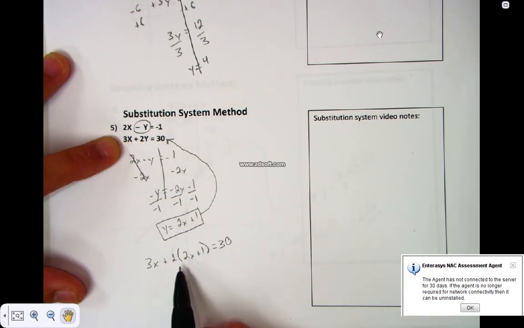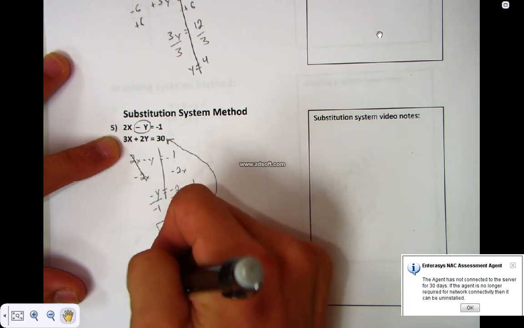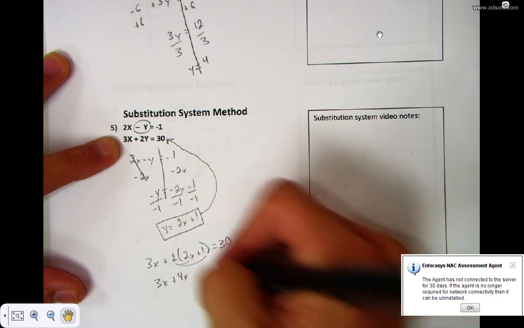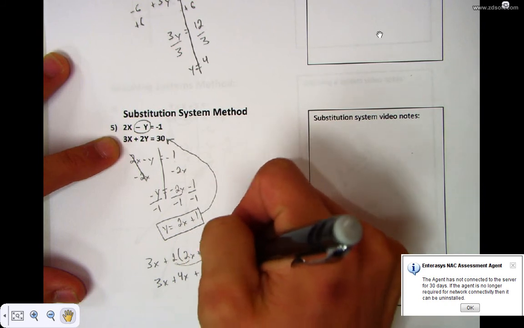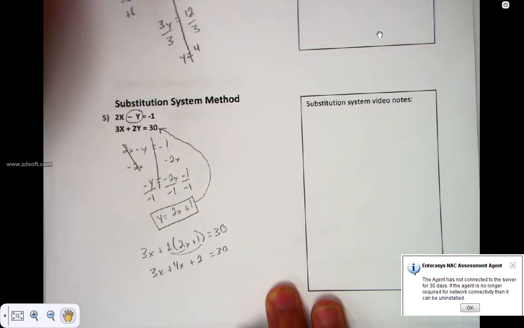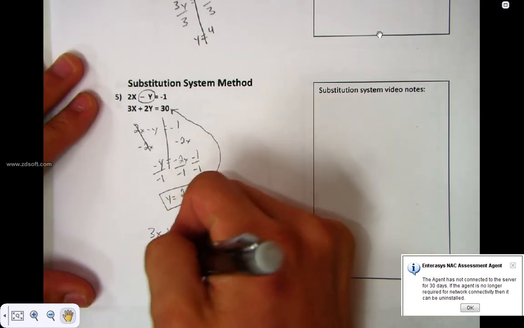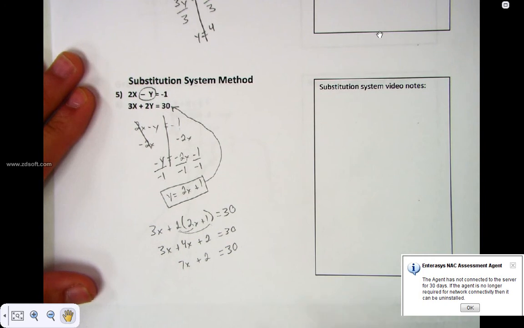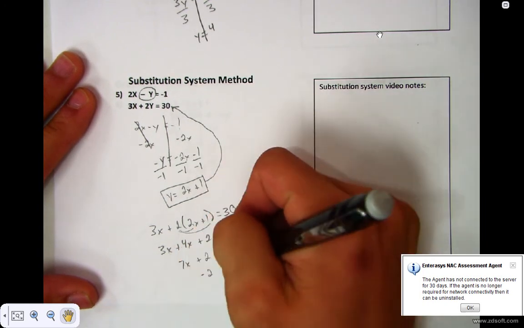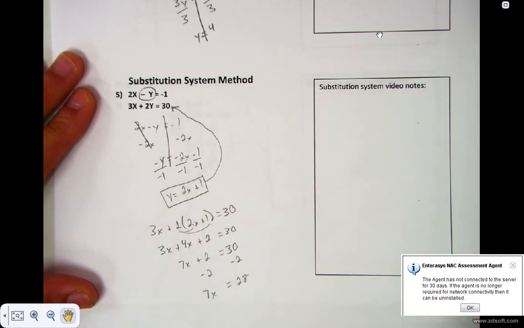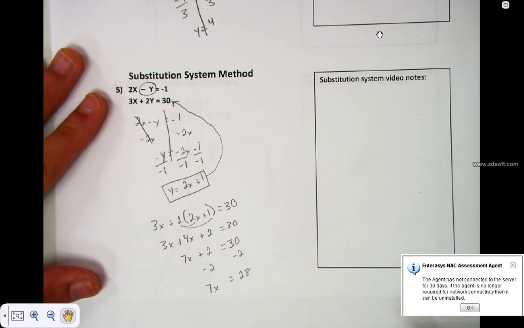Now we're going to, again, here's parentheses. First thing I want to do is get rid of those parentheses, so I'm going to multiply through. So I've got 3x plus 4x plus 2 equals 30. So I have 7x plus 2 equals 30 when I combine like terms. And then I'm going to subtract 2 from each side. Minus 2 minus 2. I should have 7x equals 28. And then I can divide by 7. So x will equal 4.